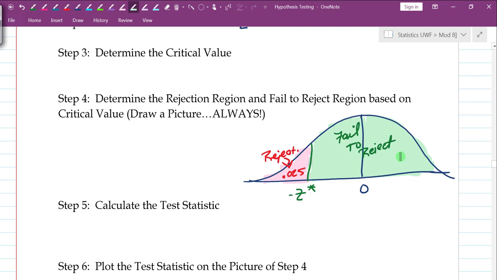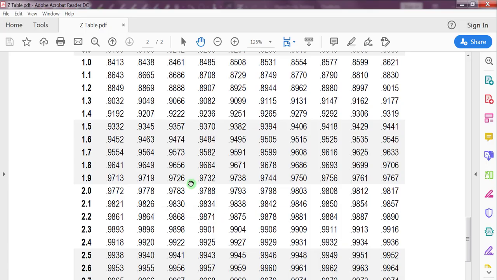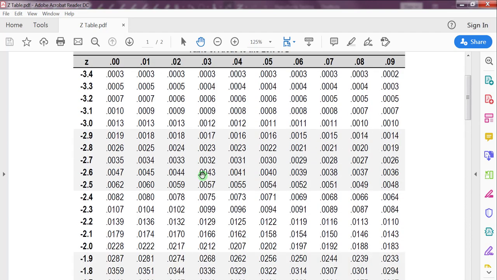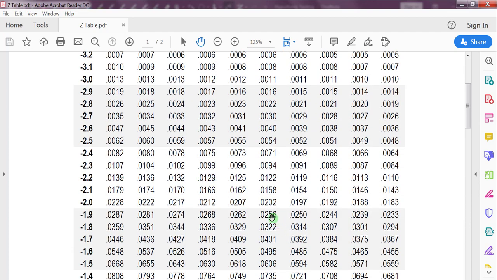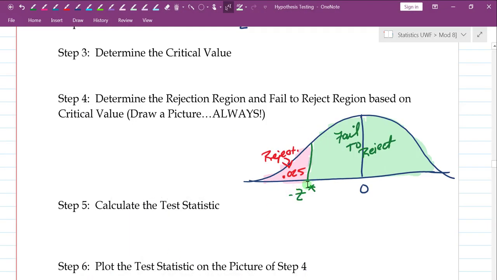Now, we were asked to find our critical value. 0.025 is what we're looking for. So we're going to come in here, and we're going to find 0.025 right here. So it's negative 1.96. So we're going to come in here and put negative 1.96 for our critical value. So z star is going to be negative 1.96. So that is going to be our line in the sand.